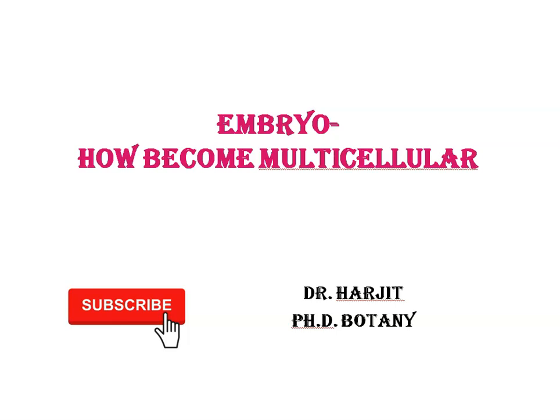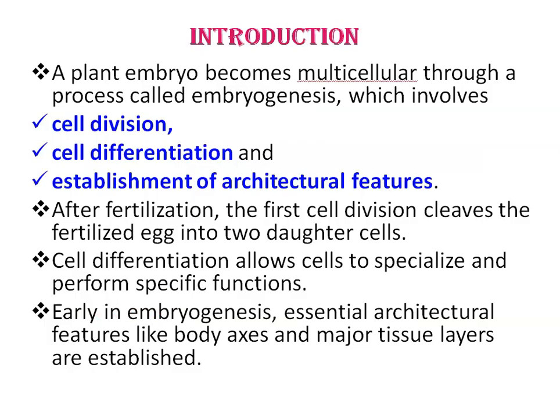Our today's topic is embryo: how it becomes multicellular. A plant embryo becomes multicellular through a process called embryogenesis. Embryogenesis involves cell division, cell differentiation, and establishment of architectural features.